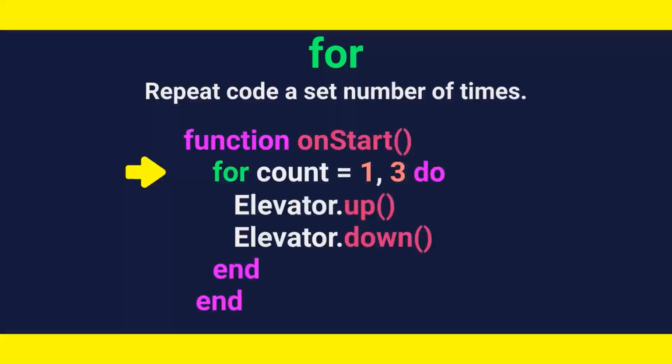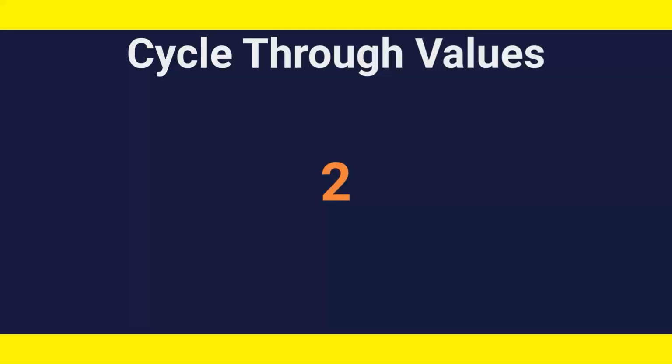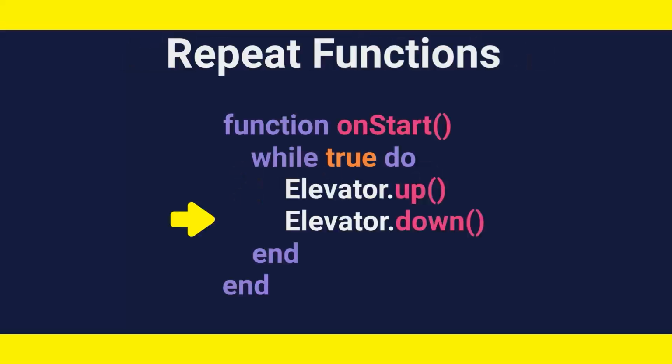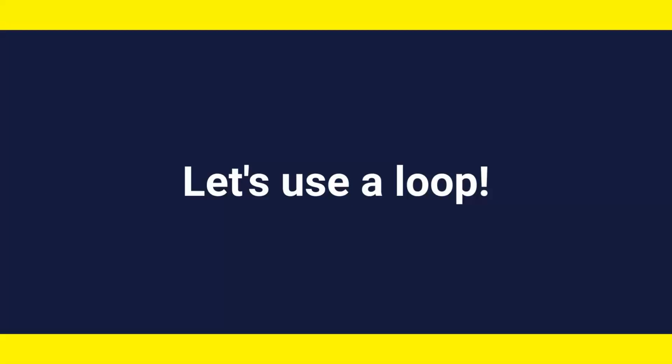A for loop is useful for repeating a specific block of code a known number of times, or repeating a block of code for every item in an array. Programmers use loops to cycle through values, add sums of numbers, repeat functions, and many other things. Let's use a loop to make our elevator move.